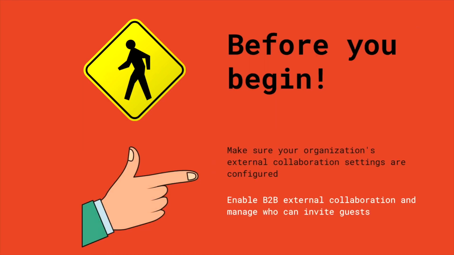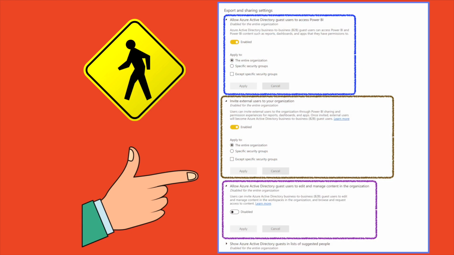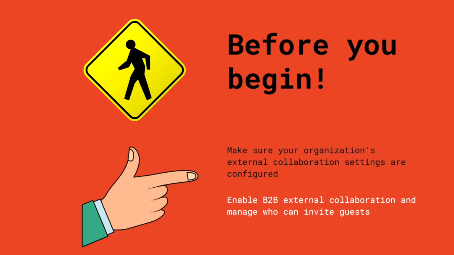Before you begin, you should make sure your organization's external collaboration settings are configured, such that you are allowed to invite guests. By default, all users and admins can invite guests, but your organization's external collaboration policies might be configured to prevent certain types of users or admins from inviting guests. If you don't know how to do that or what kind of settings are available, I have explained this in my last video on Power BI admin tutorials under the tenant settings, but I'll also provide a link in the description section where you can go and check other settings.